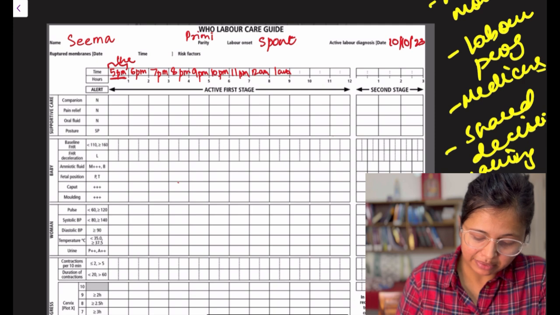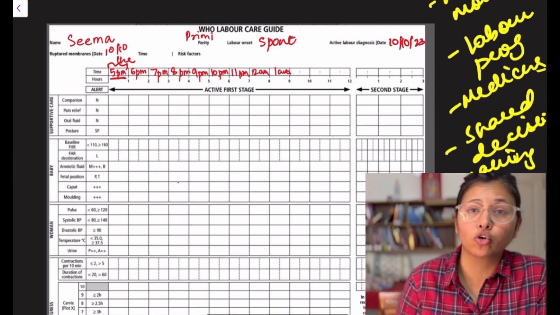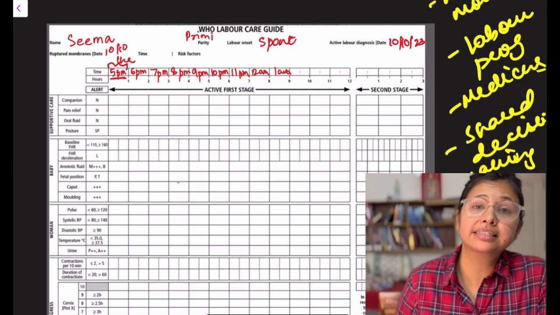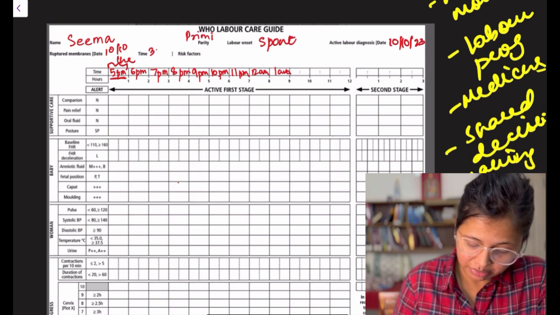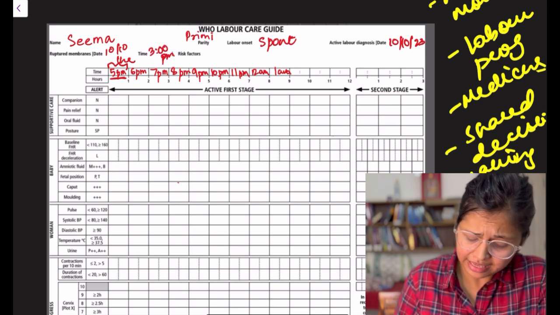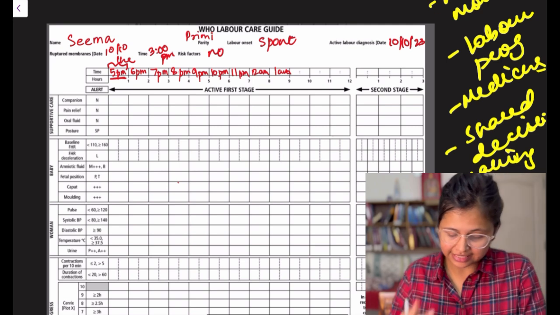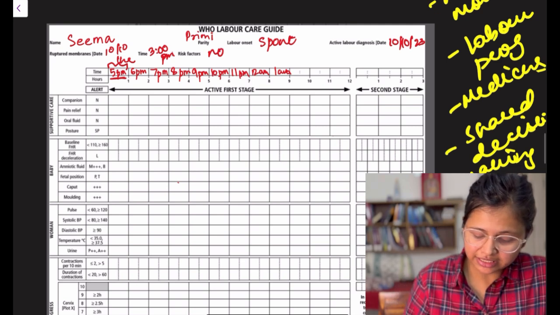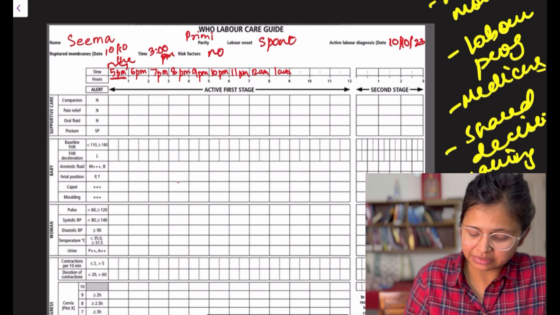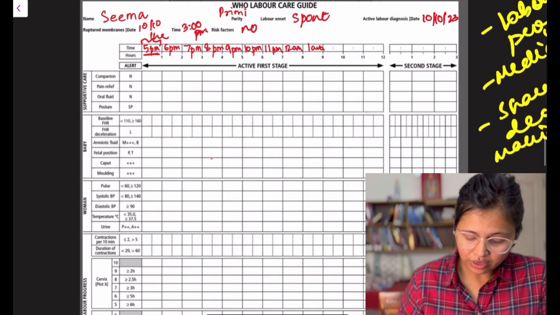She came to us at 5 p.m. And when she came to us on 10th of October, she said, "Doctor, I have been leaking since the last 2 hours." So time of rupture of membranes was 3 p.m. And she has no known risk factors, right? So every 1 hour, we'll just plot this. So this is 5 p.m., 6 p.m., 7 p.m. and so on, right?